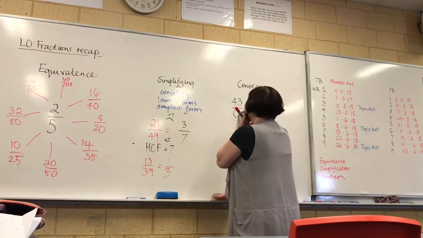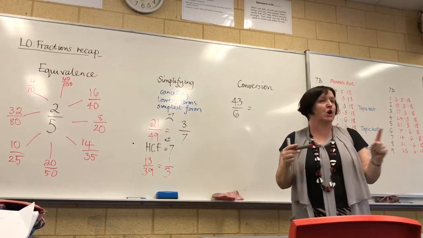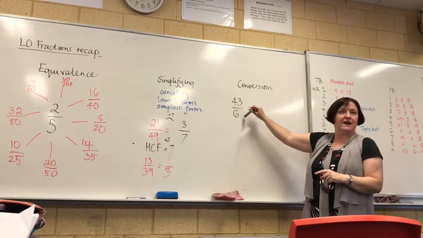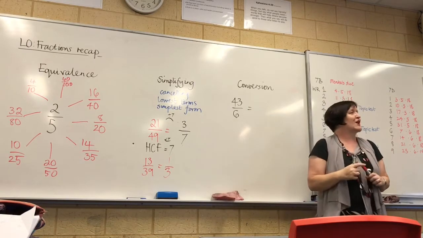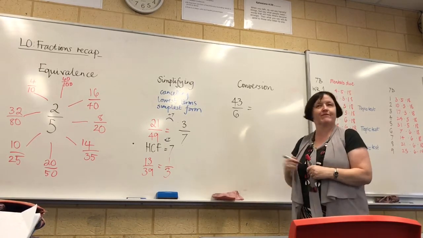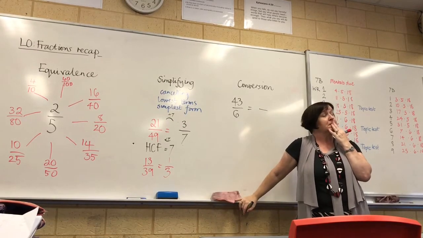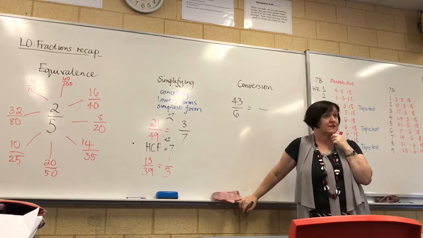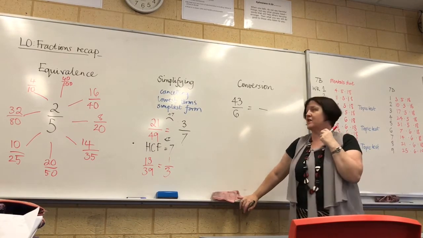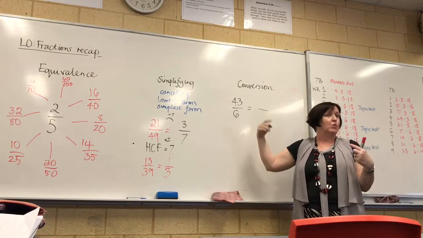43 over 6. So 43 over 6 is an improper fraction because the numerator is bigger than the denominator. It's top heavy. So, how do we do it? What do you need to think about? Would you turn it into a mix? You would turn it into a mixed numeral, but how would you do that? Would you see how many times? Very good, that's right. You see how many times 6 divides into 43 and what the remainder is going to be.